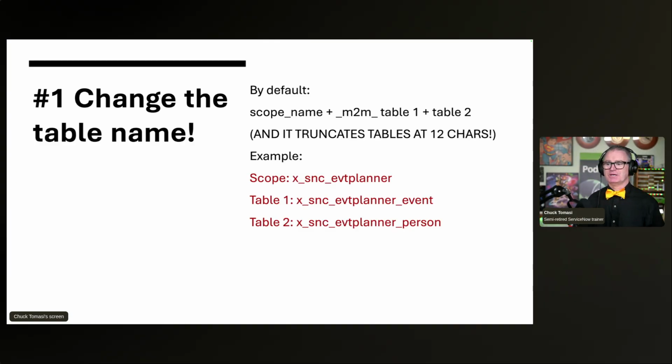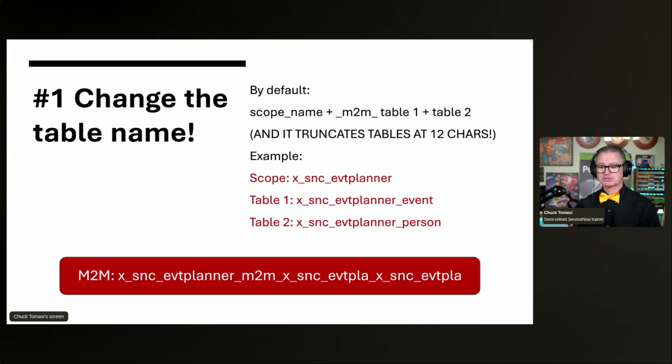And step one is change that table name because the default, I'm going to be blunt, it sucks. It takes the scope name, then it adds underscore M to M underscore. Then it takes the prefix as much as it can from table one and as much as it can from table two. So if I were writing an event planner, maybe I'm making parties and keeping track of people, I've got my event table and my person table in the scope. What comes out of that as a default table name looks like this.